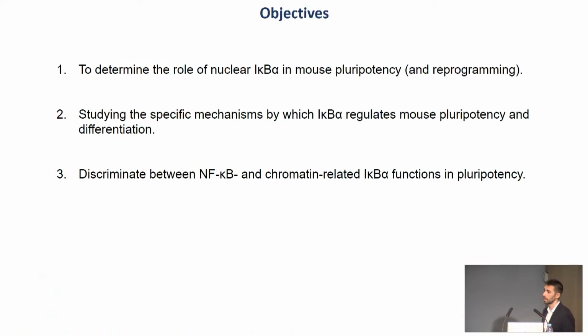So with this, I established the different objectives of my PhD thesis. First, to determine the role of nuclear IκBα in mouse pluripotency and also in the reprogramming towards pluripotency. Second, to study the specific mechanisms by which IκBα regulates mouse pluripotency and differentiation. And the third one, to discriminate between NF-κB and chromatin-related IκBα functions in pluripotency. However, because of time, regarding the first objective I will talk only about the nuclear function of IκBα in pluripotency, and if you wish, later we can discuss its putative role in reprogramming.